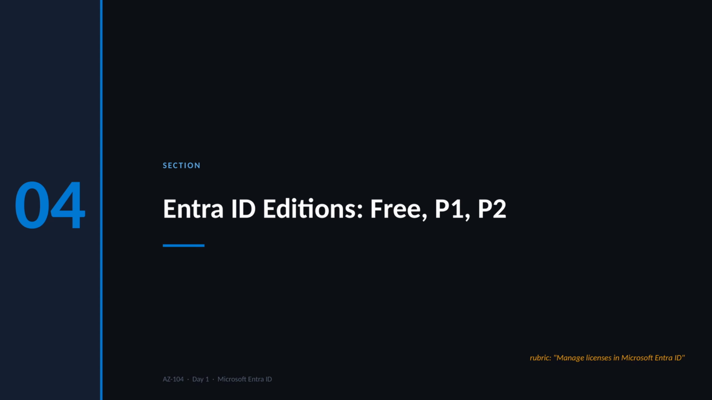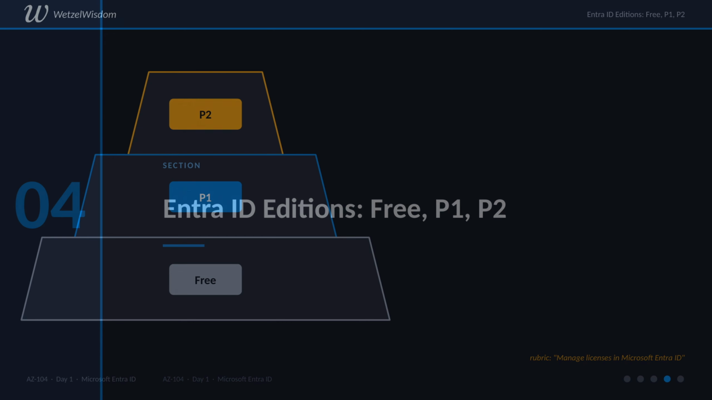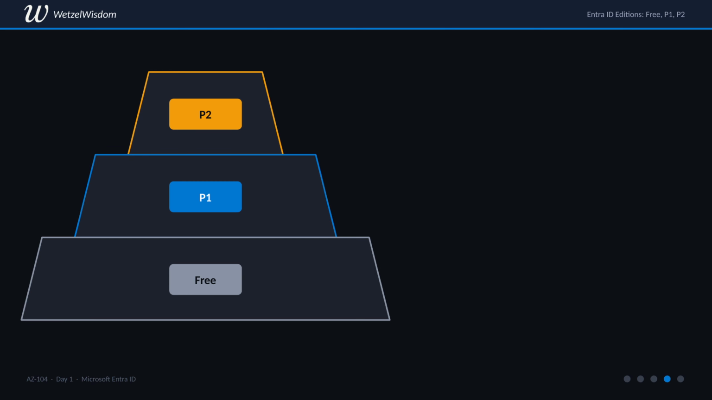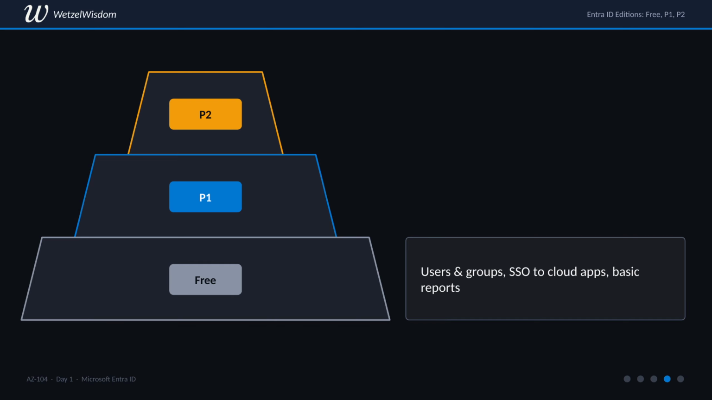Entra ID comes in 3 editions. There's free, P1, and P2. I'm sure you can assume that features are locked behind tiers of licenses, and that's correct. The exam loves to describe a feature and then ask what tier you need. The free tier of Entra is the bare minimum you need to use Microsoft's cloud at all. It provides you with users, groups, and a sign-in.